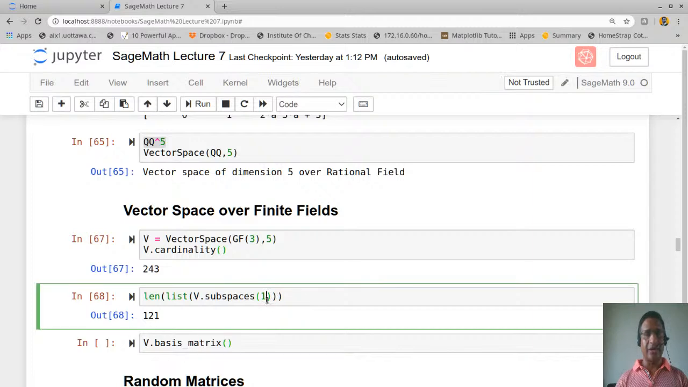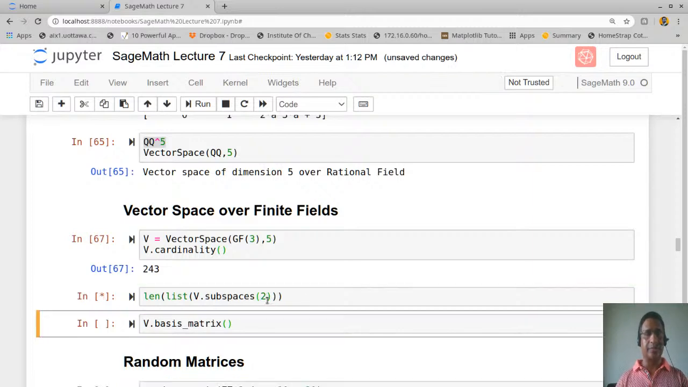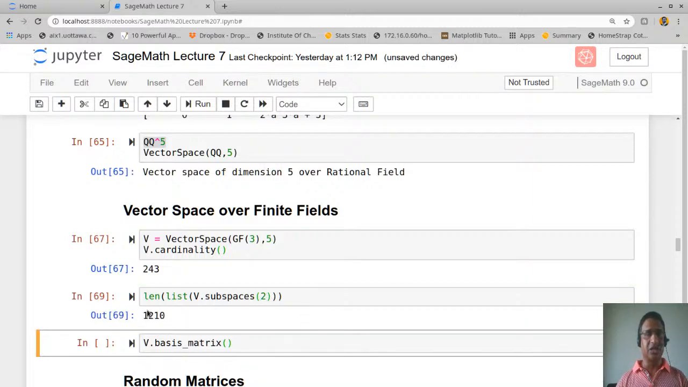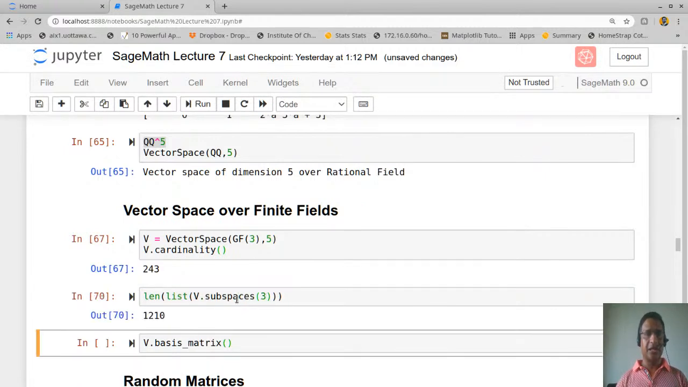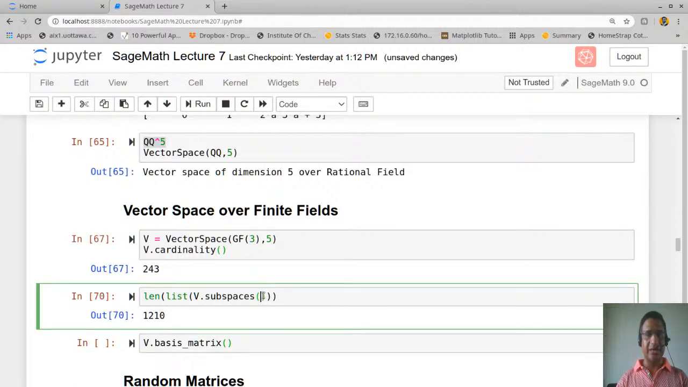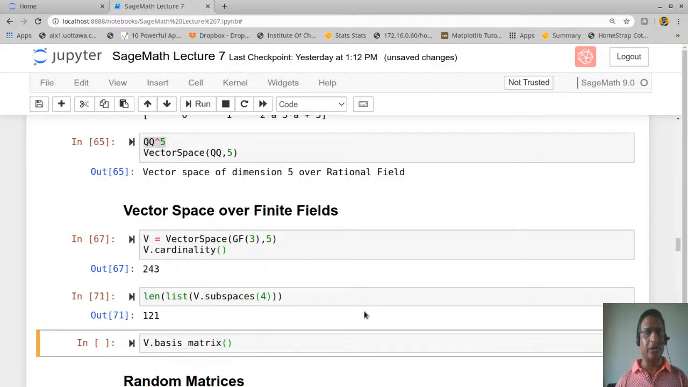If I ask for the dimension 2 subspaces, there are 1210 subspaces of dimension 2 in this vector space. Of course, you can ask how to count these things, but it does this similarly. If I ask for dimension 3, that will again be 1210. Dimension 4 will be the same as dimension 1, so that will be 121.